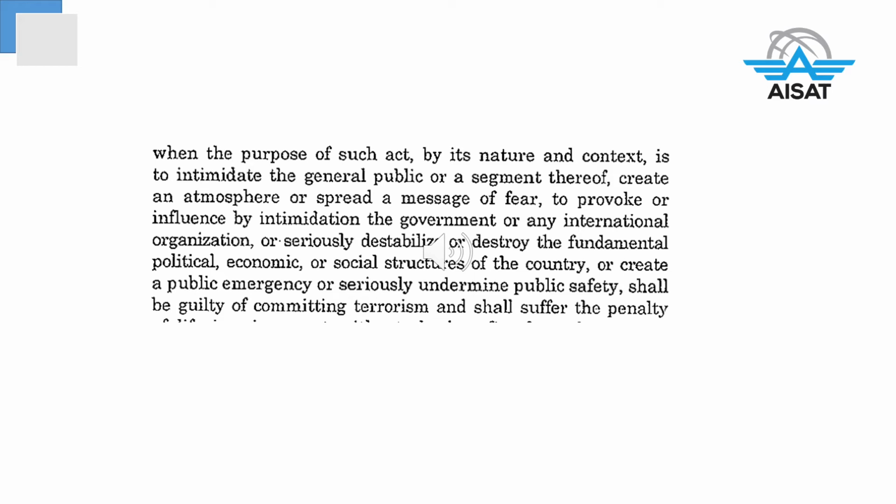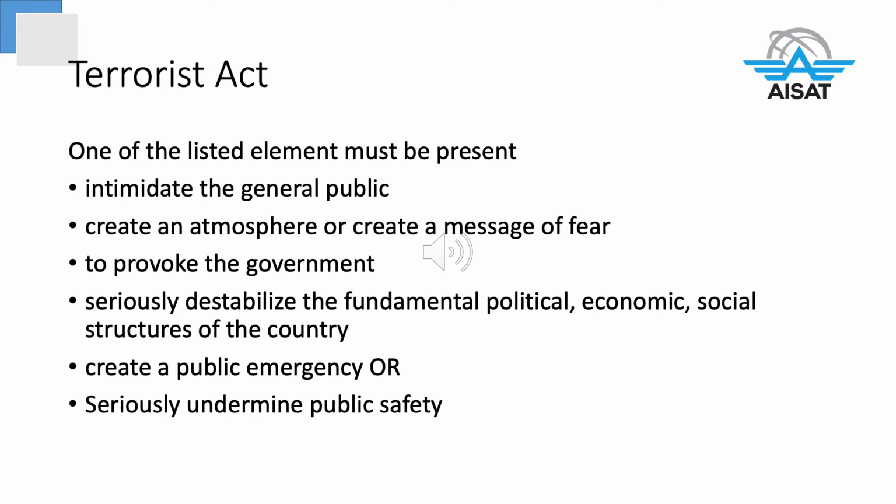So here we see that the law lists other circumstances that must be present before the crime is considered as a terrorist act. So what are these? We will examine this paragraph one by one in the next slide. So here we have the elements that must be present. Only one needs to be present for it to be considered as a terrorist act. So the act has to intimidate the general public, or it creates an atmosphere or create a message of fear, or to provoke the government, or to seriously destabilize the fundamental political, economic, social structures of the country, or create a public emergency, or seriously undermine public safety.